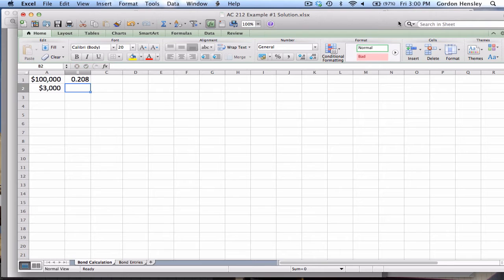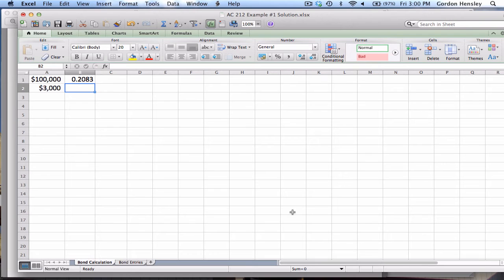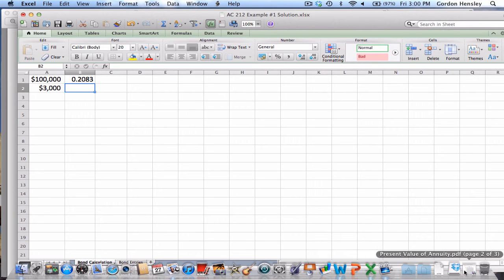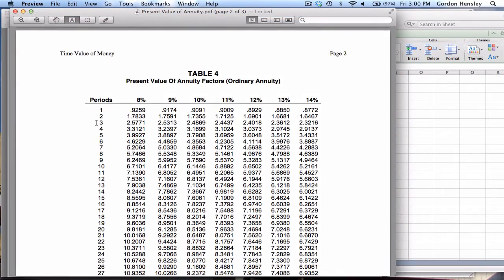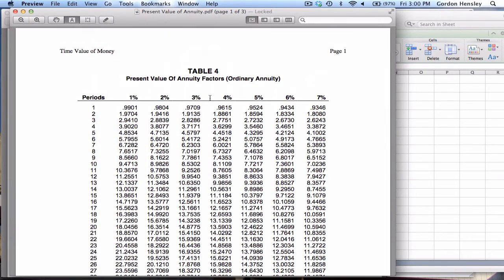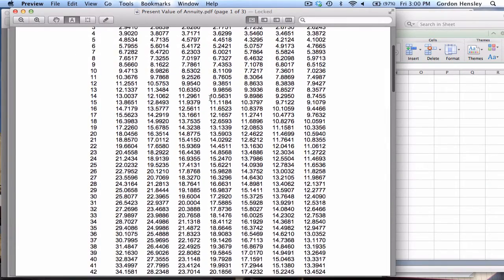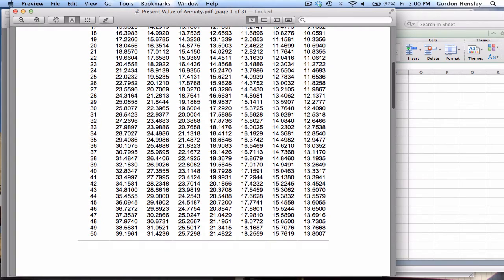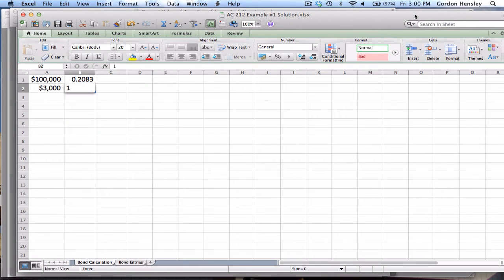Now I want to do the same thing with the interest payment, but for that I have to use a different table. For that one I have to use the present value of an annuity table because the interest is being paid out recurringly. So again, I want to find 4%, and I want to go down to the 40th period. So in the 4% column at the 40th period, that is 19.7928.